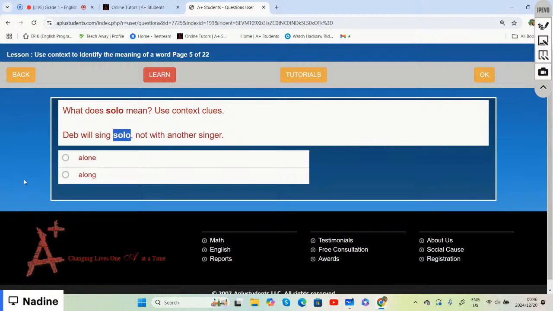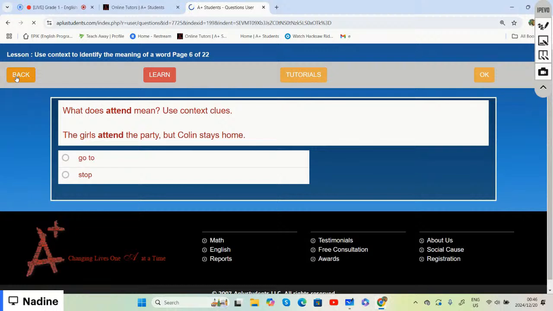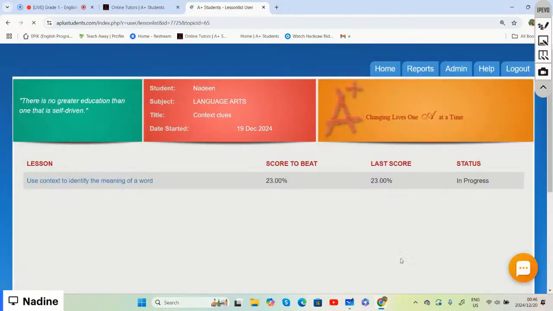All right, and if we were to choose the correct option, then yes, it says Deb will sing solo, not with another singer, which means that Deb will sing alone. Well done. Alone is correct. Well done. So this is now the end of our lesson on context clues.